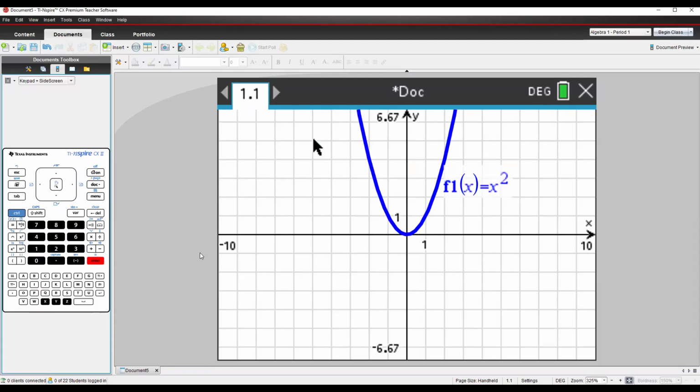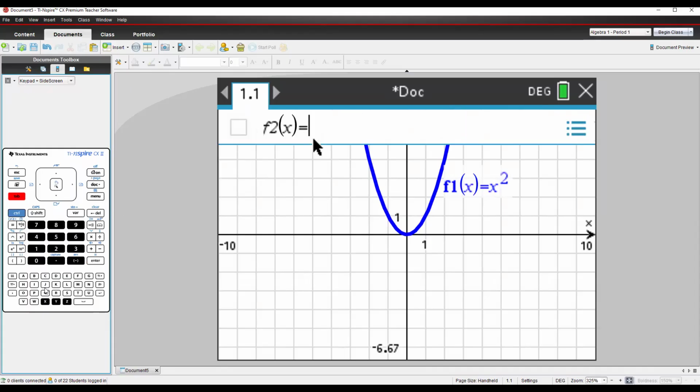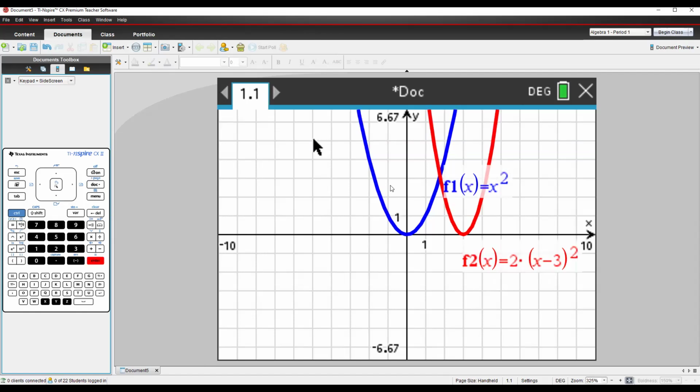It's x squared. Now, what I'm going to do now is I am going to put in the transformation. So it's going to be 2 parentheses x minus 3, x minus 3 squared. And I'm just going to square it. And then I press enter. And you can see it's been moved 1, 2, 3 to the right. And you can see that the red one is definitely more narrow or narrower than the blue one.